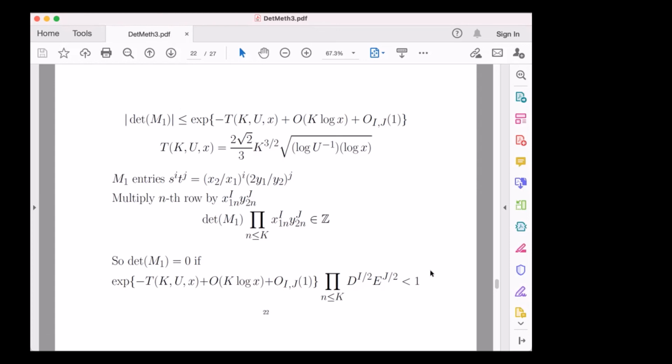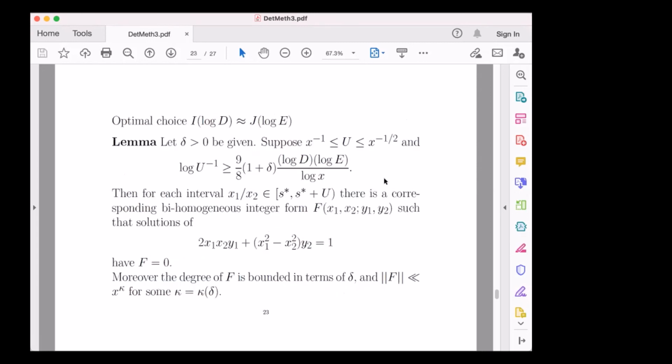So this is the condition that tells us that det M1 must be 0. When you work out what that means, and you make a sensible choice for I and j, so the terms s to the little i, with exponent at most capital I, and terms t to the little j, with exponent at most capital J. We hadn't yet chosen I and j, so this is how you choose them. You find that the appropriate requirement for the interval length u is that log of u inverse should be at least this large.